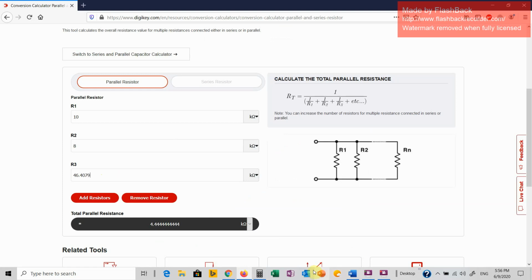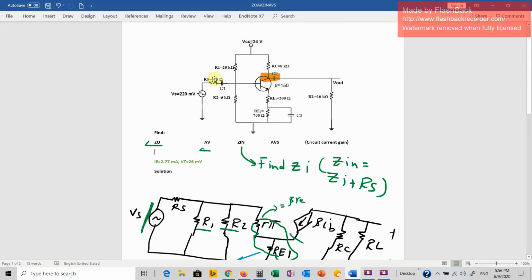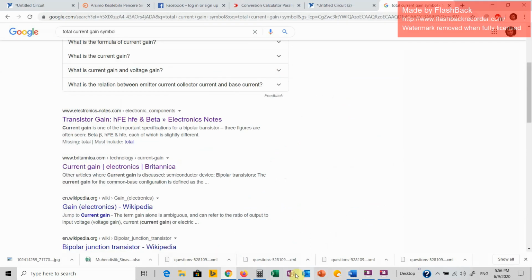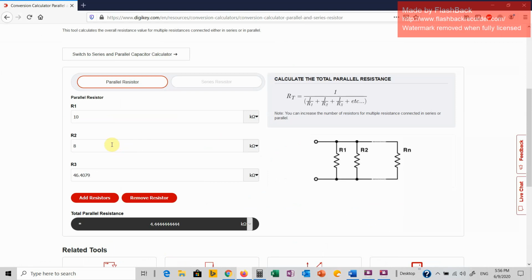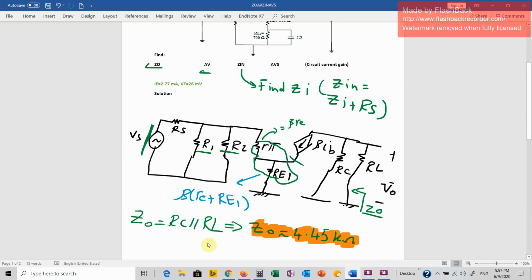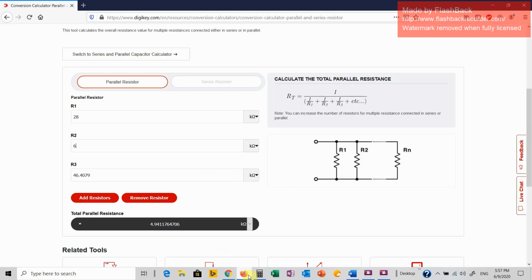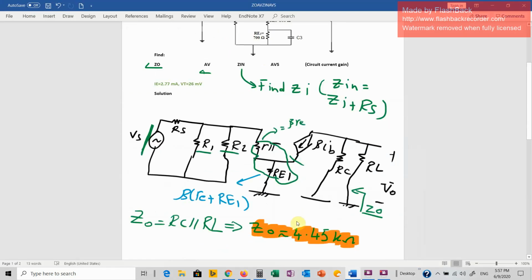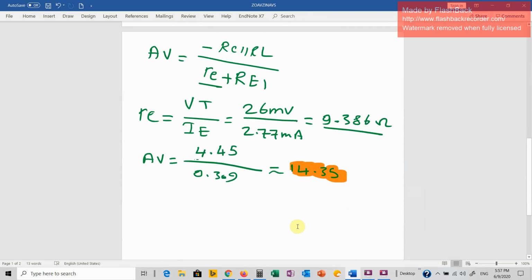And what is R1? R1 is 28 and R2 is 6, so 28 in parallel with 6 is approximately 4.9. So I'm going to say it's going to be like 4.95.